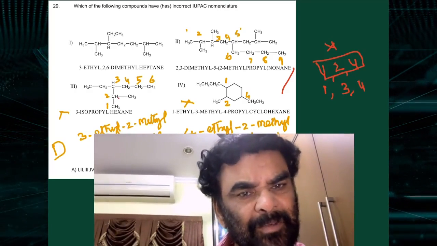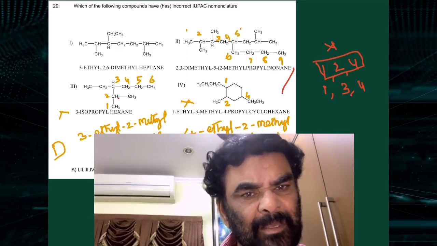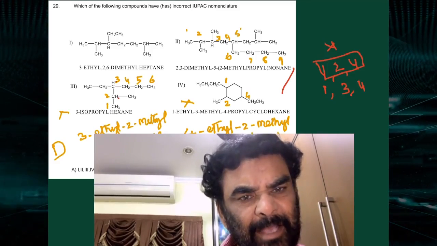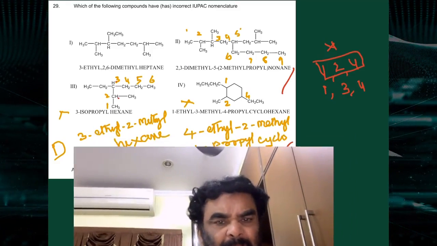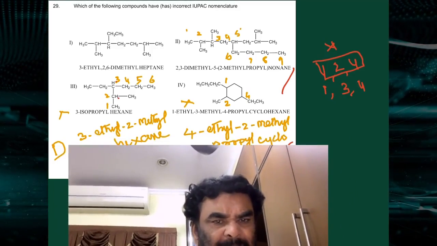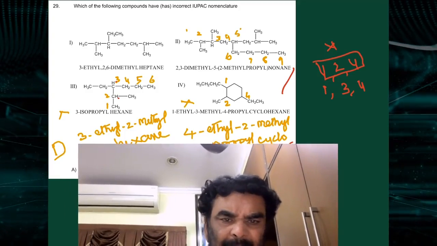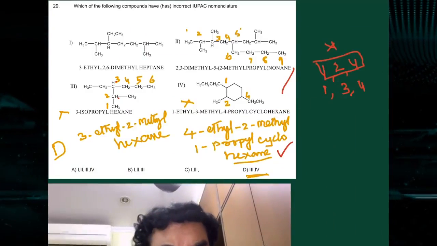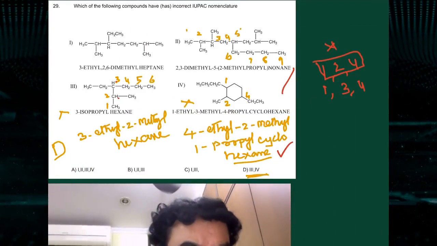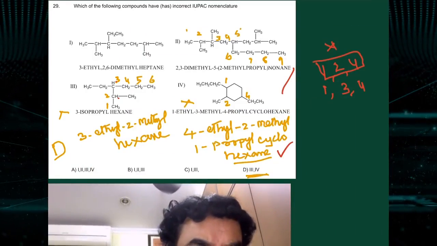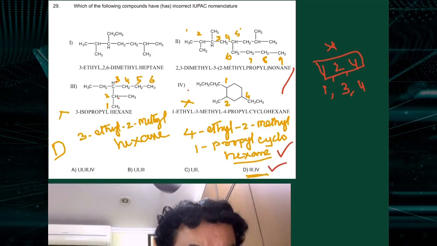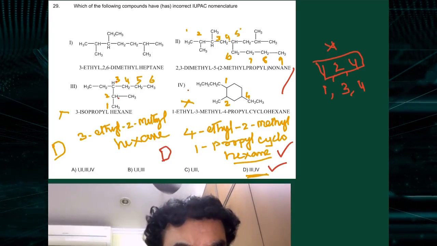So this is the first. This is numbering 3-ethyl, 2-methyl, and hexane is the name of the compound. The isopropyl is not correct. You should not call it isopropyl hexane. So D is the correct one. The 3 and 4 names are wrong. So D is the correct option for this.